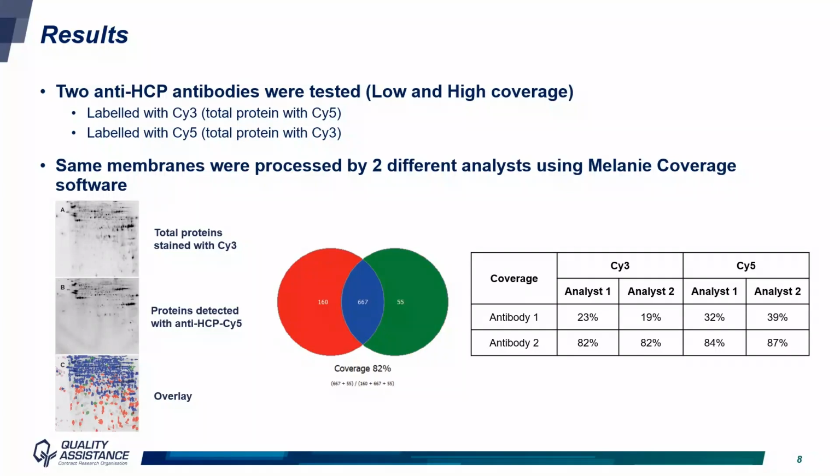If we move to the results, we can observe that coverage is quite consistent between the two analyses, between 20 and 30% of coverage for the low coverage antibody, and around 80% for the high coverage antibody. The variability between the two analyses is very low and comes from the number of uncertain spots. A small difference comes also from the dye used to detect the proteins. When the antibody is labeled with Cy5 dye, the coverage is systematically higher than with the Cy3 dye.